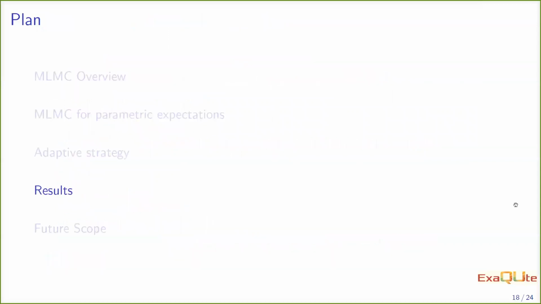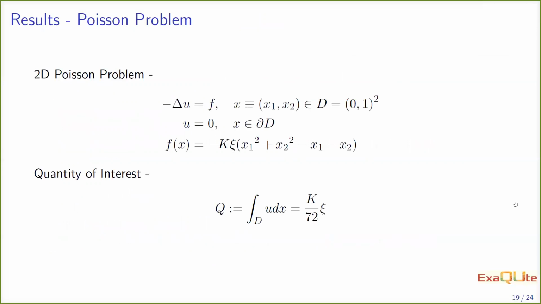Good. So this is a summary of all of the methodology. I present two problems. The first one is the 2D Poisson problem on a square domain with Dirichlet boundary conditions. We pick the source term to be of this form with some constant k times a random variable xi times this function. We look at the quantity of interest, which is the integral of this field over the domain of interest, and we know that this has a closed form expression as follows.